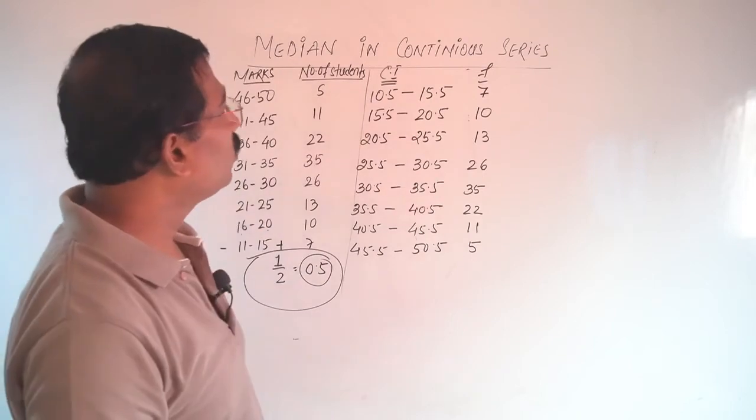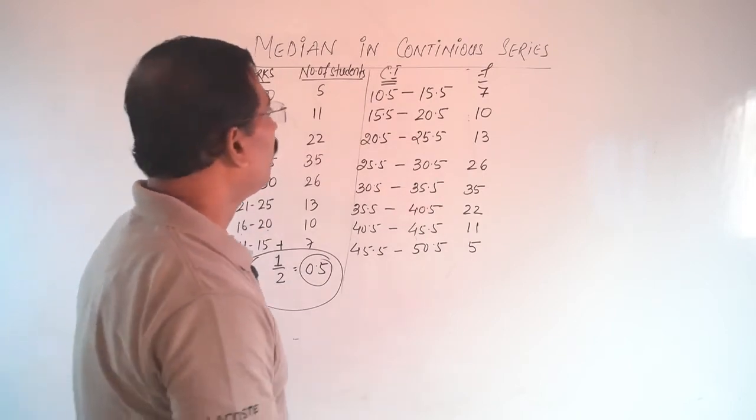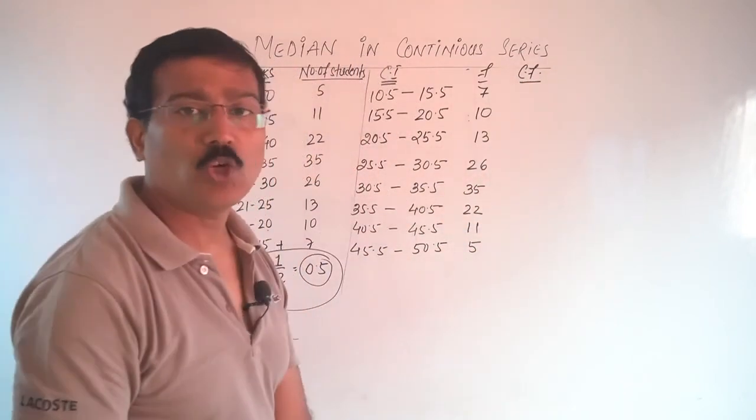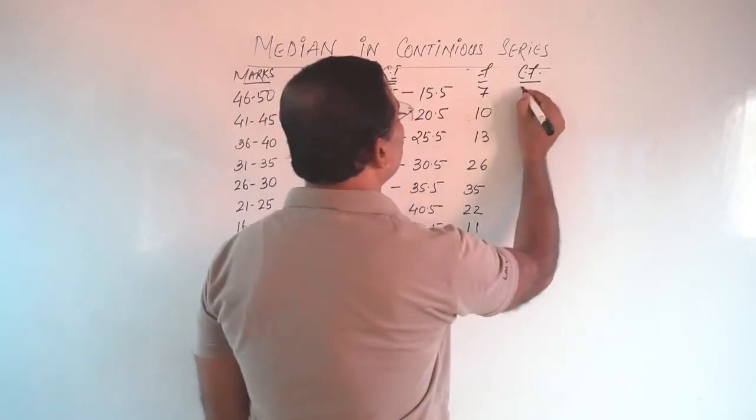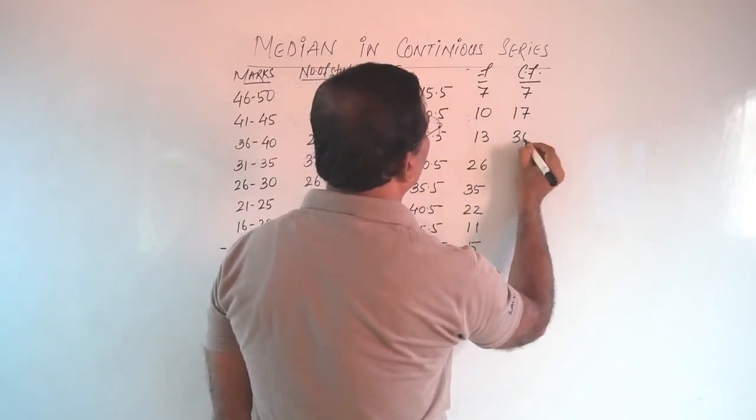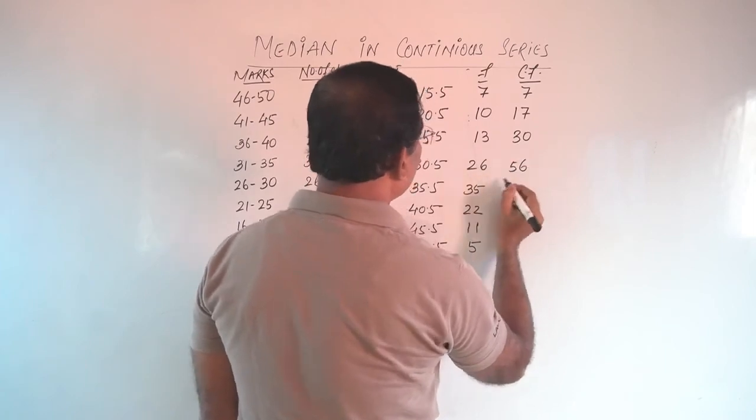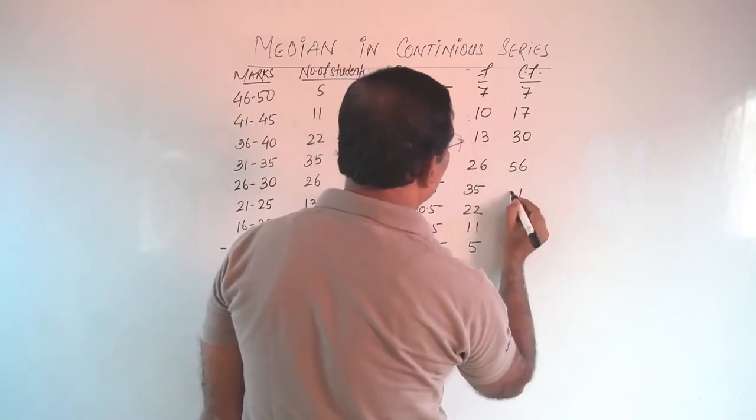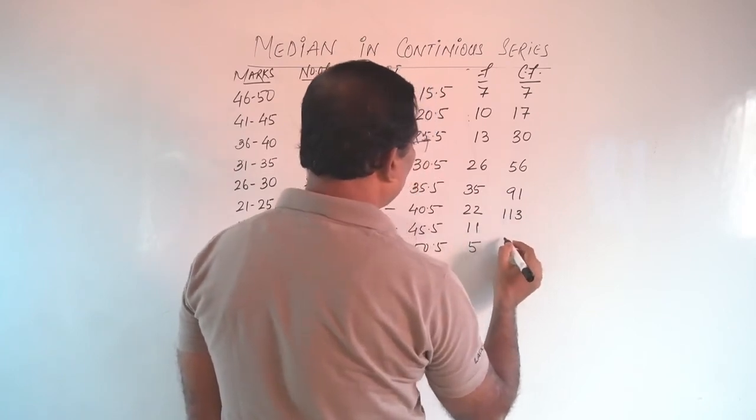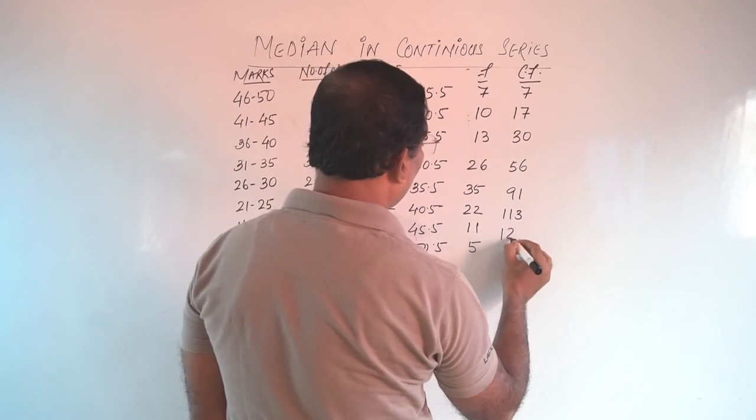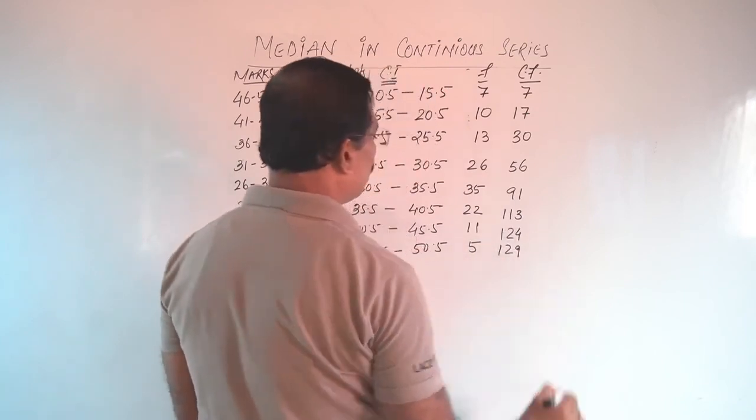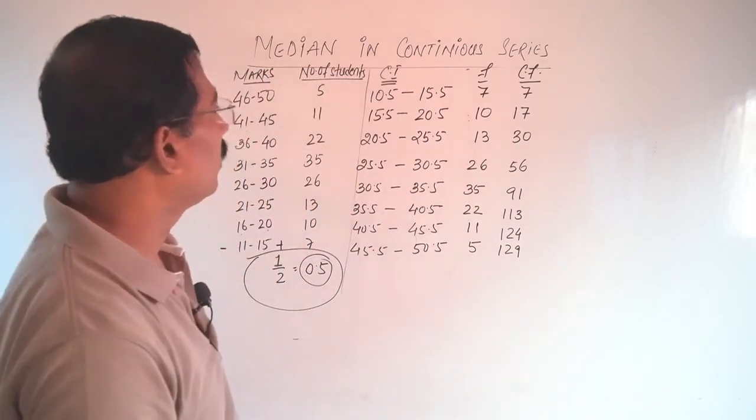Now you have a question in a very proper way. Now just calculate a median. The first step is what? That is CF, cumulative frequency. So here will be 7, 17, 30, 56, 91, 113, 124, 129. Okay.